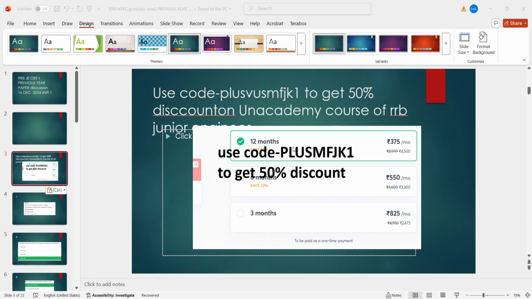In the first case, the number of men are 50 and the number of days is 12. Hours is not mentioned. So 50 into 12 is equal to 600. And in the RHS, there is no number of men. You have to find number of men, and number of days 50. So 600 by 50, the answer will be 12. M1 D1 equal to M2 D2, you have to use.